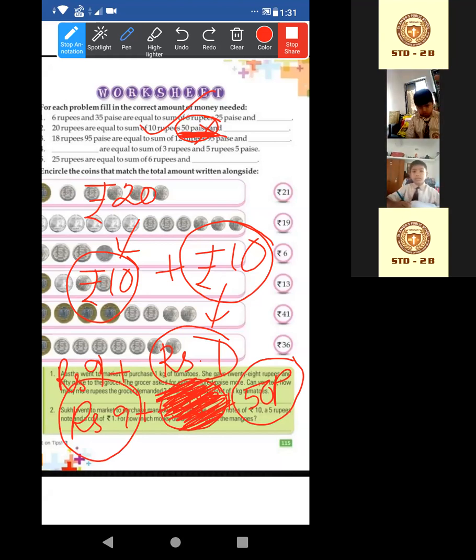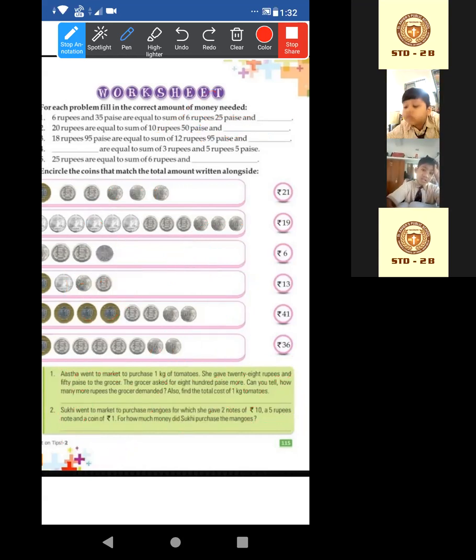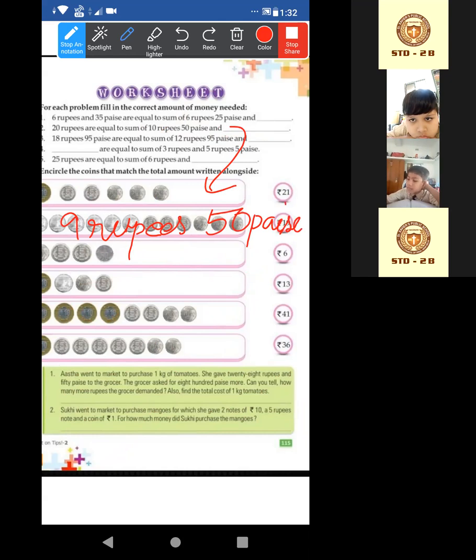Okay. So what will be in that blank? In that blank it will be 9 rupees 50 paise. Got it? Everybody understood? Look, I am writing the answer over there, huh? 9 rupees 50 paise. Done.